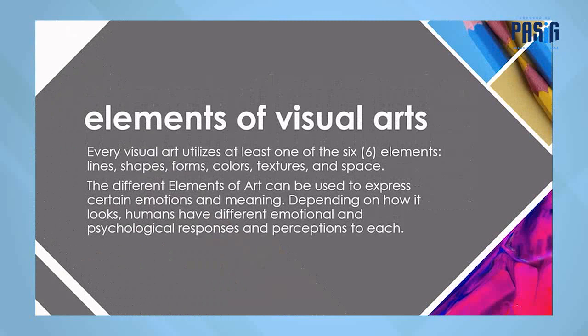The elements of visual arts. Every visual art utilizes at least one of the 6 elements: lines, shapes, forms, colors, textures, and space. Different elements of art can be used to express certain emotions and meaning. Depending on how it looks, humans have different emotional and psychological responses and perceptions to each.